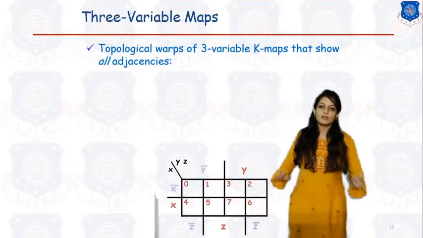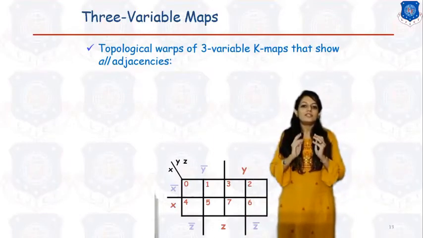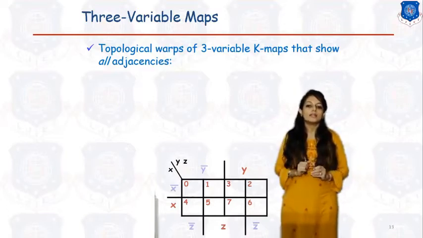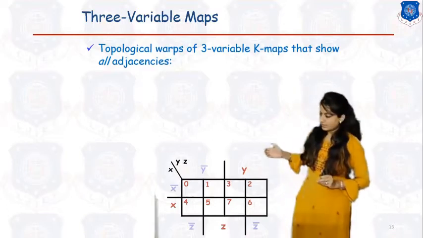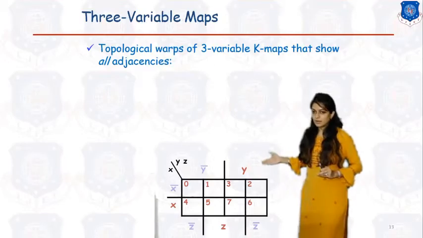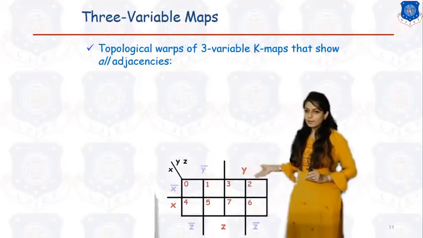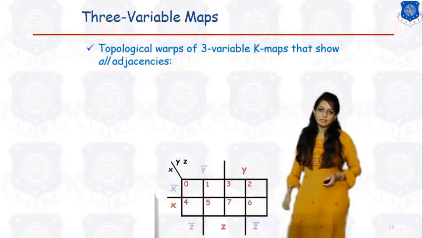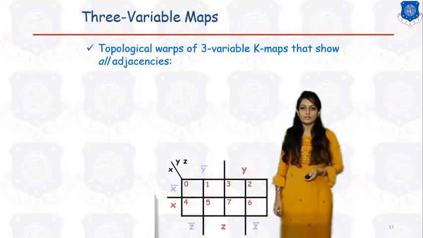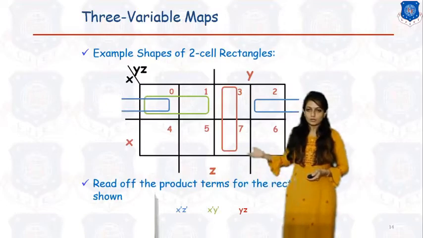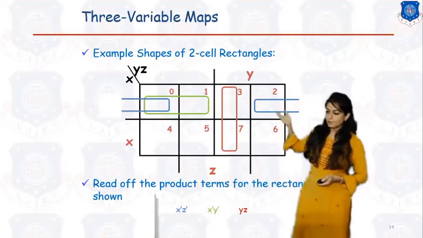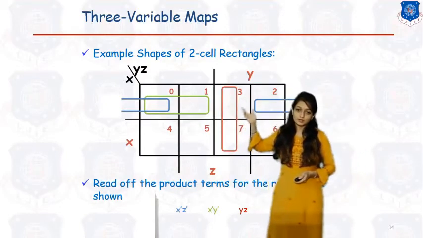So the topological view of the three variable K map shows all the adjacency. Alright, this is the way that we are able to make a common part by placing the ones inside the three variable or the four variable K map. Right now, three variable map over here you can see. Let us take one example.